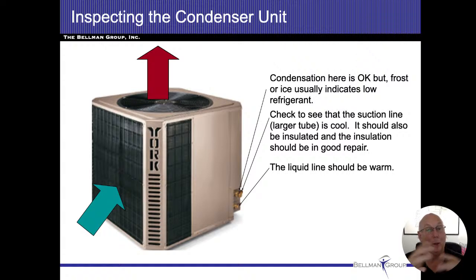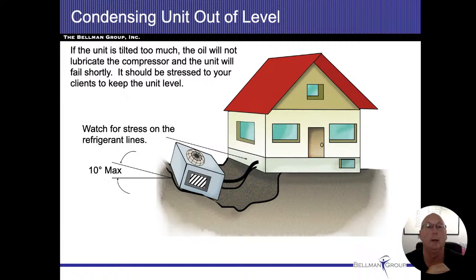So we always want to do our best to see what we can see. But ice on an air conditioning system is not a good thing. That usually indicates low refrigerant, all right? I like to feel that the liquid line is warm and that the suction line is cool, and just do that on pretty much every unit when it's running.